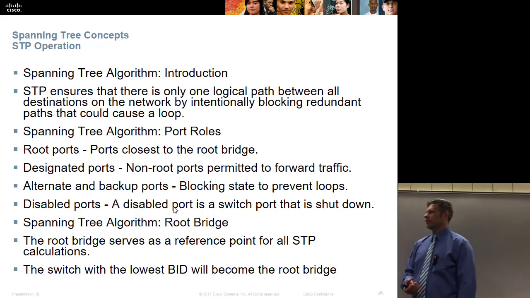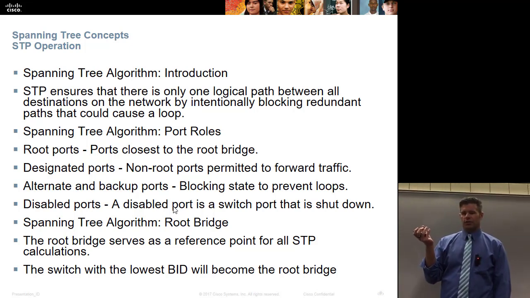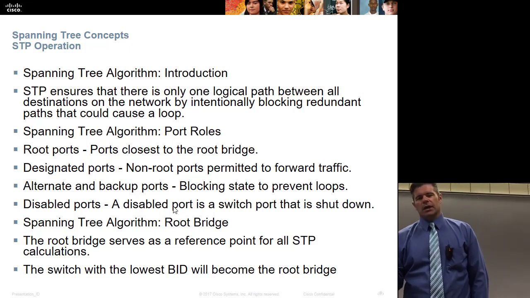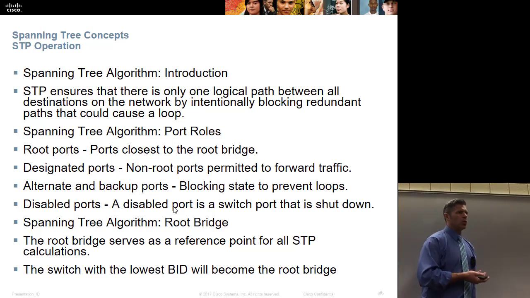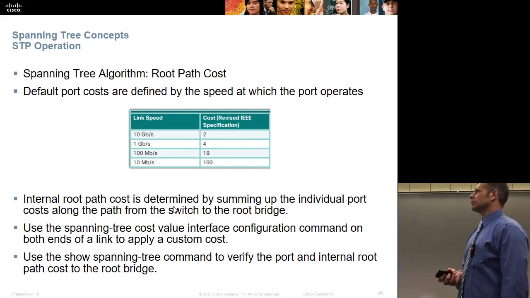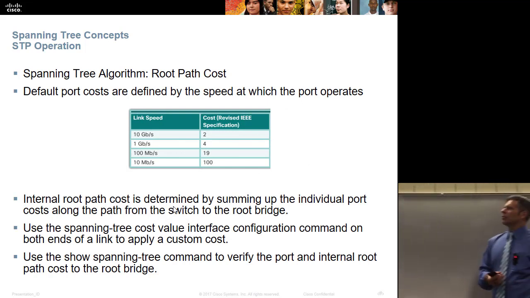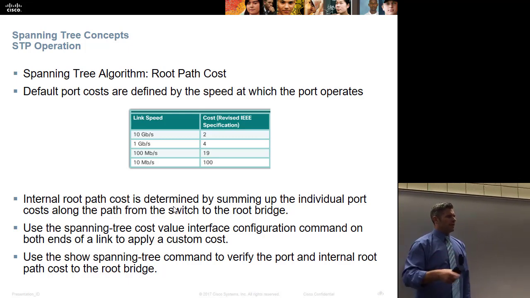The root bridge is where we start our calculations. And the way you figure that out is there is a bridge identifier number we use, and lower is better. It's like a golf score. So when we look at that, how do we make the decision as to which path is the best?